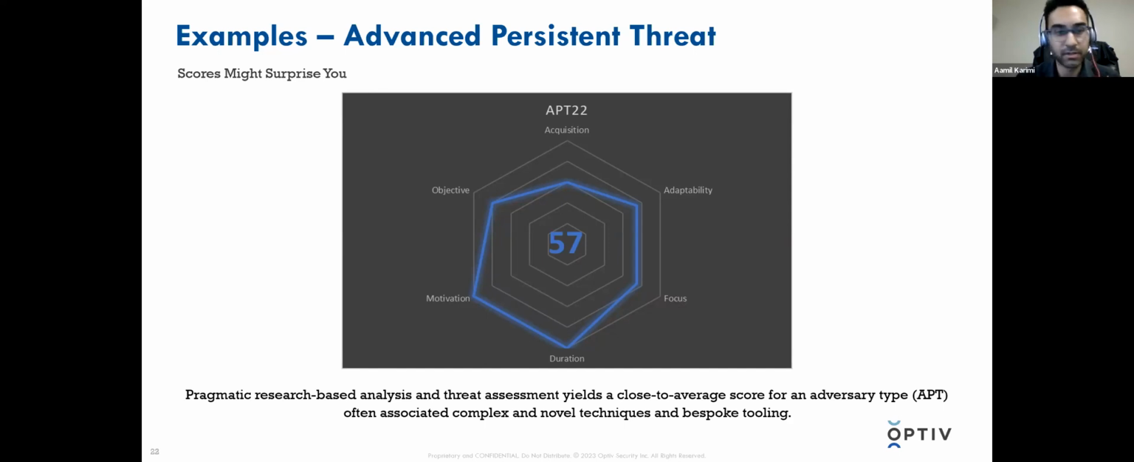So this chart here sort of gives a visual and numerical summary of an example adversary I picked. I just picked APT22. It shows how highly they score in the various dimensions that we just went over. The seemingly lower score of adaptability and acquisition is balanced out by a strong showing in terms of how well they stay undetected and the driving force behind their operations, like I said, the motivation.